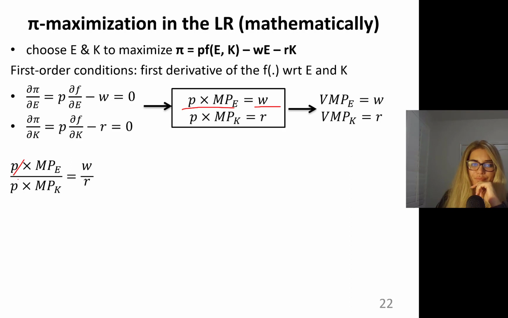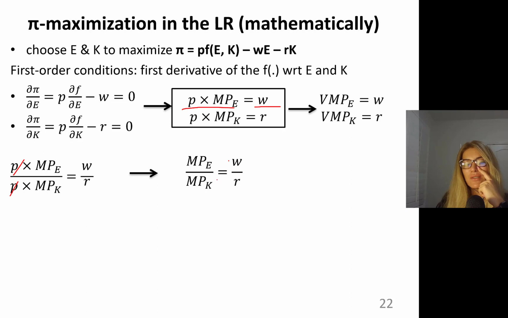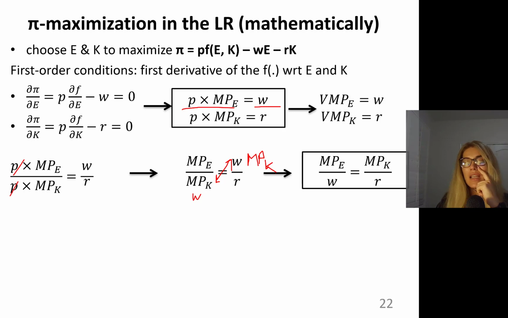So if we do this, prices will cancel out. So you get marginal product of labor divided by marginal product of capital equal to the wage rental rate ratio. Interesting. If you rearrange this, just swap the locations, you can move W here and move marginal product of capital here. What you see is marginal product of labor divided by wage rate equals marginal product of capital divided by the rental rate.